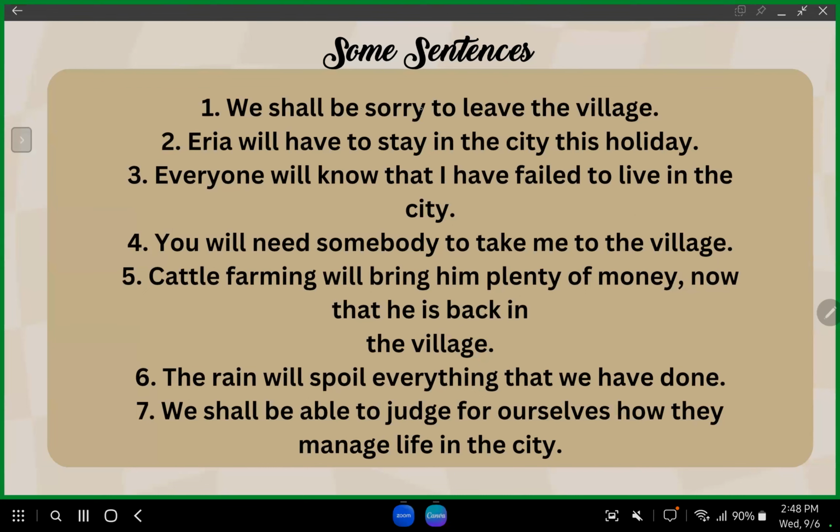These are some of the sentences which I have. Number 1 says, we shall be sorry to leave the village. Area will have to stay in the city this holiday. Everyone will know that I have failed to live in the city. You will need somebody to take me to the village. Cattle farming will bring him plenty of money now that he is back in the village. The rain will spoil everything that we have done. And lastly, we shall be able to judge for ourselves how they manage life in the city.